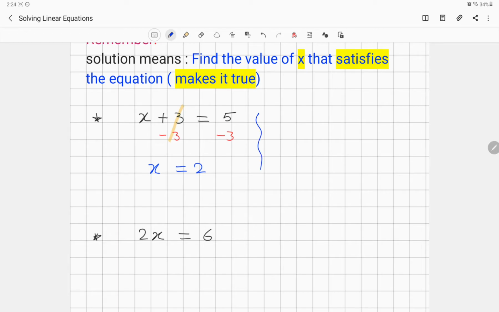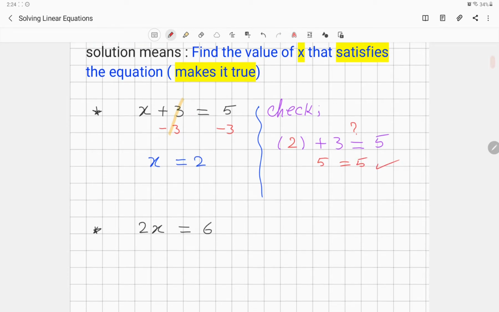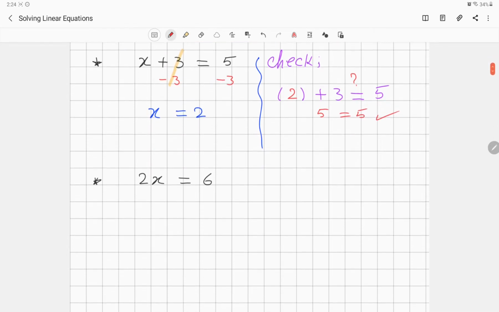How are we gonna check that? We just said that it should satisfy the equation, so we can always check our solution. If I'm gonna check it, and you can always do that, it means replace the value of x by what you've got and check would it be equal to 5. The value of x is 2. 2 plus 3, that's 5, equals 5. So what we did was correct. That's a simple one-step linear equation.